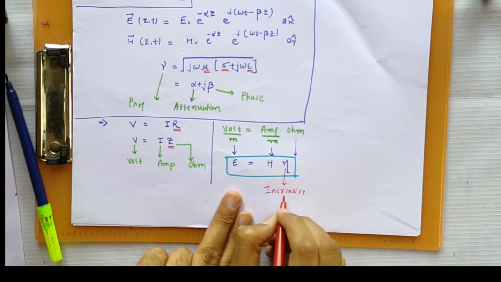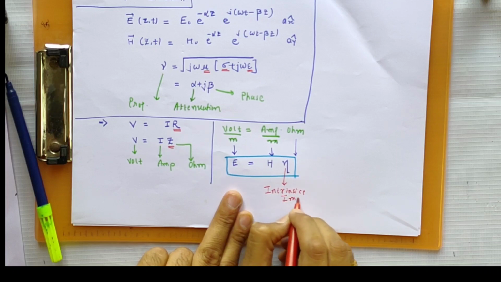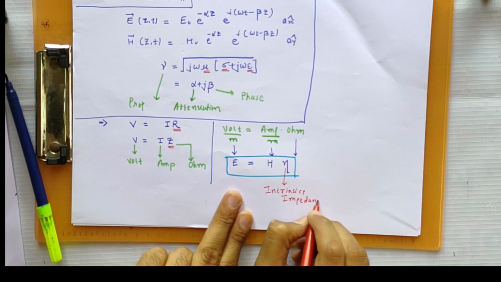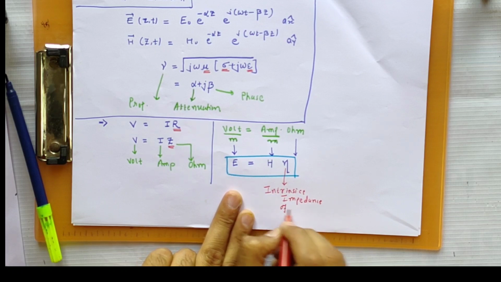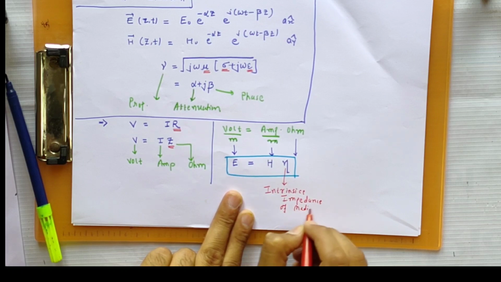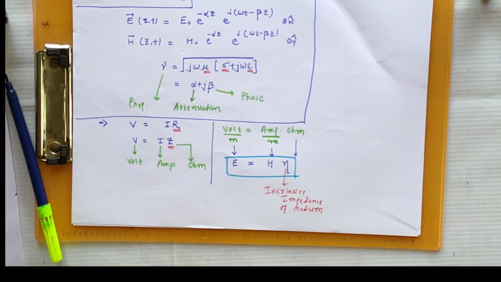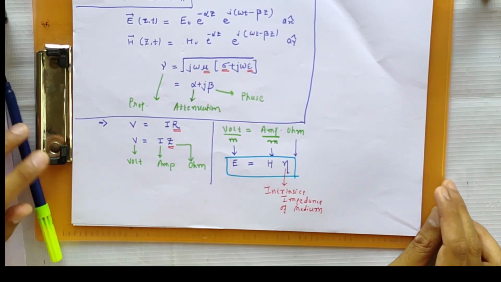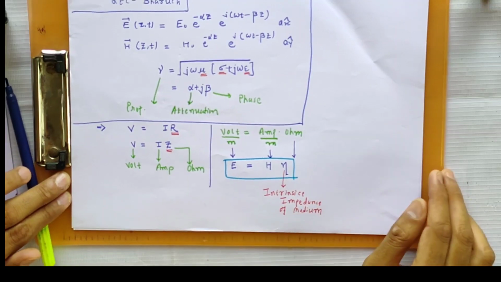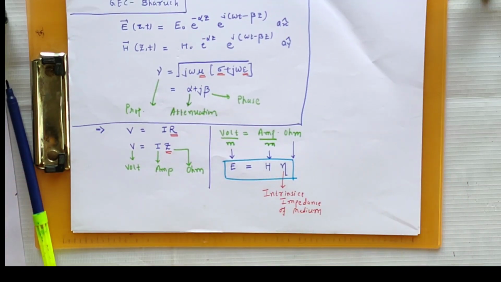N is known as the intrinsic impedance of a medium. Intrinsic impedance of different media or different materials. So in today's lecture we will derive the equation of intrinsic impedance. What is intrinsic impedance exactly?